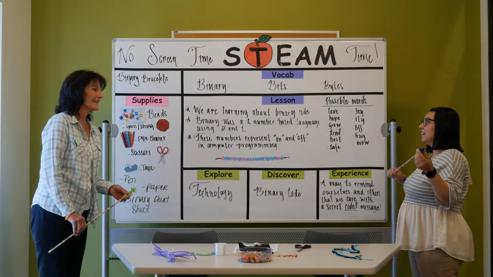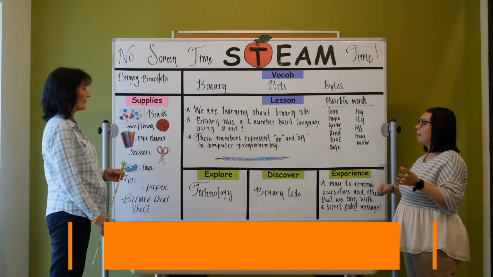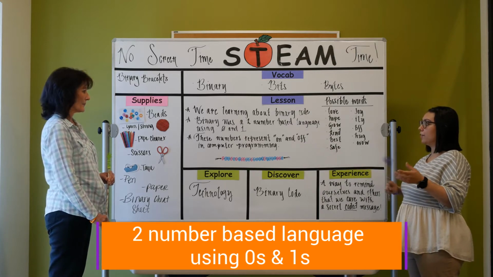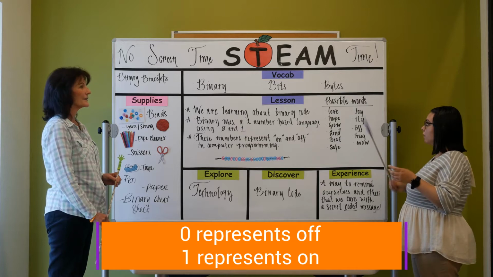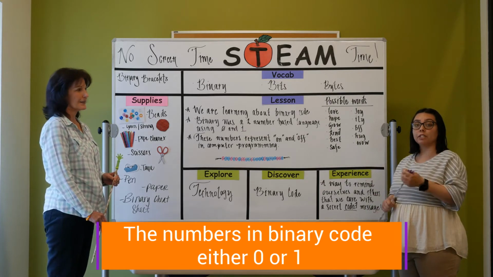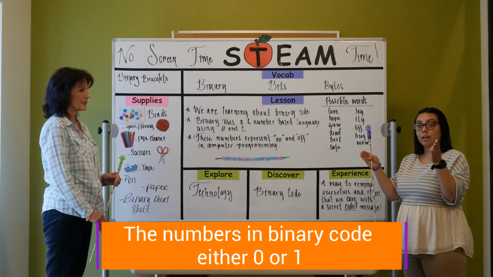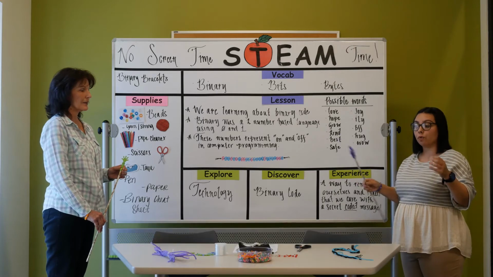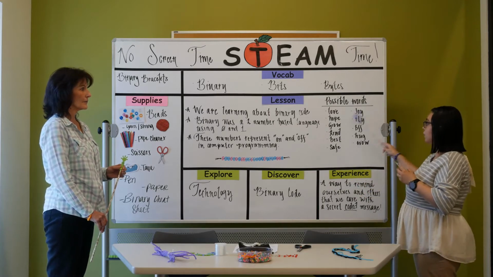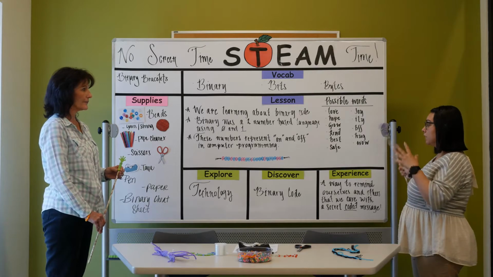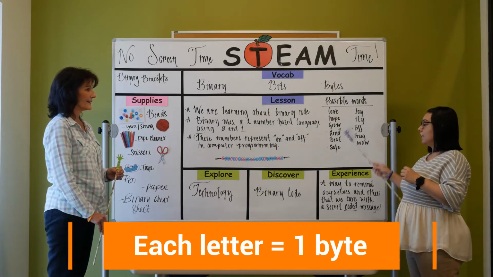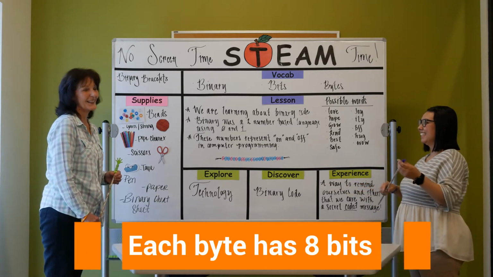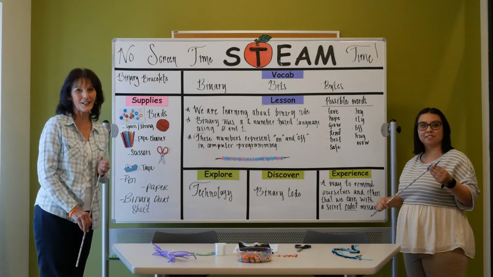I think so too. And then for our vocab, we have binary, which like I said is the two-number based language using 0 and 1, and it represents on and off. We have bits, which are the numbers in the binary code, so 0 and 1, and then bytes, and bytes are made up of 8 bits. So for us, we are going to be making bracelets using different words. We already picked some out for you guys to possibly use, and each letter is 1 byte, which consists of 8 bits. You'll see. It'll come together once we get started on our activity.